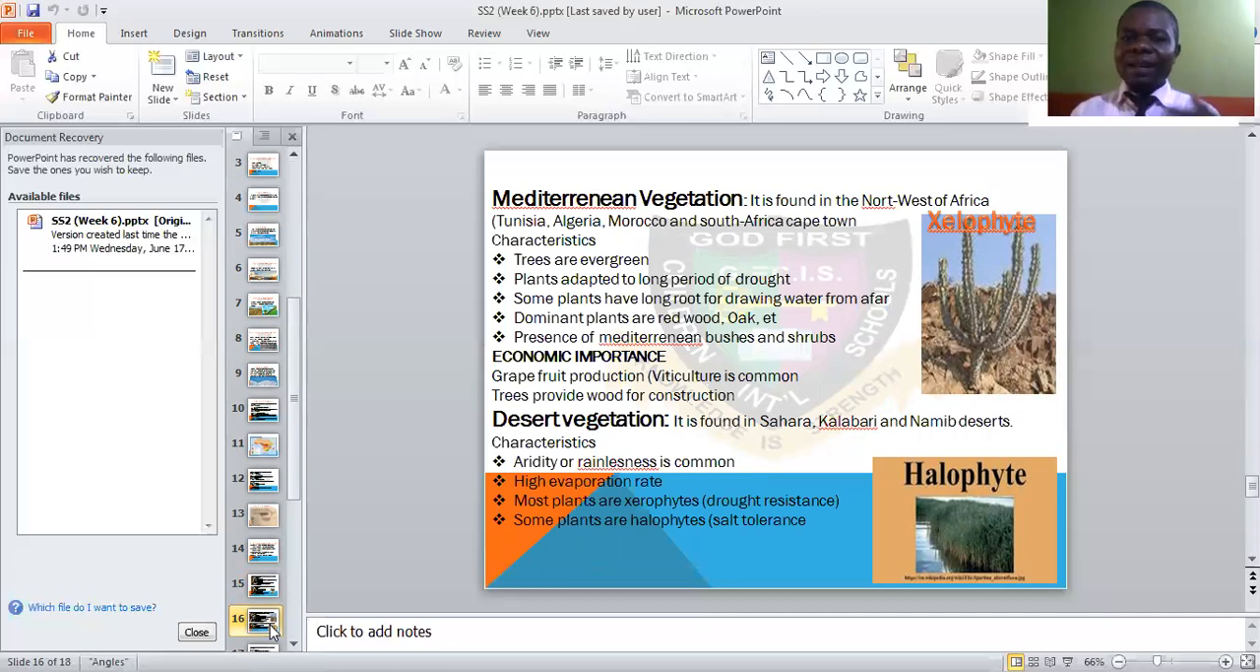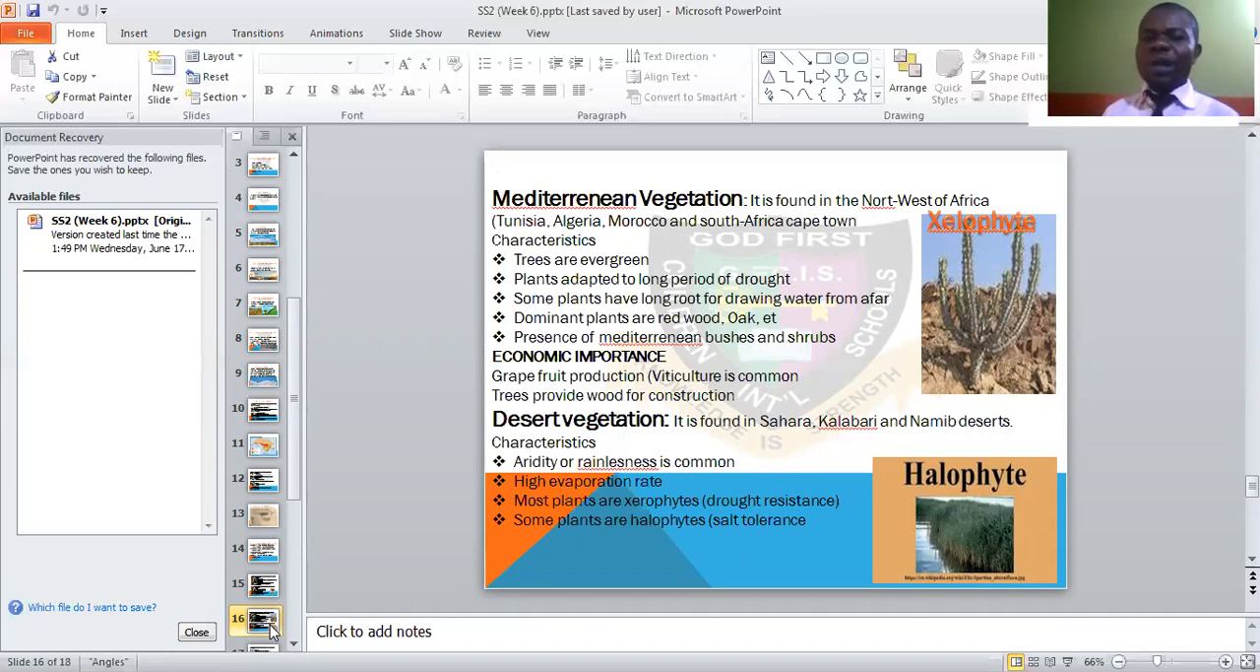Then some plants have long roots to draw water from afar because of the drought. That is, a long period without water availability. They have long roots and they use them to go down and take water that is available. Dominant plants are redwood, oak, and so many others. There is presence of Mediterranean bushes and sprouts.